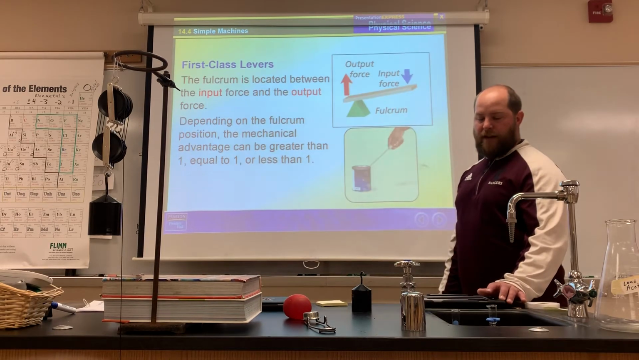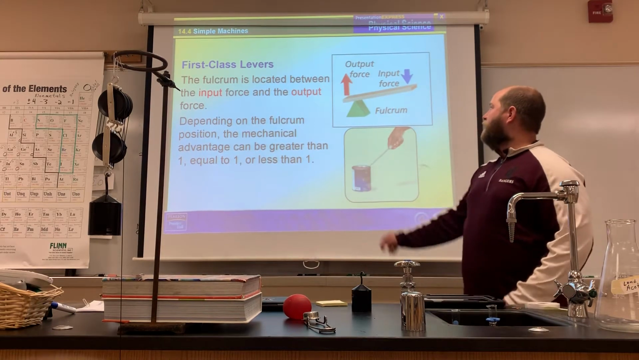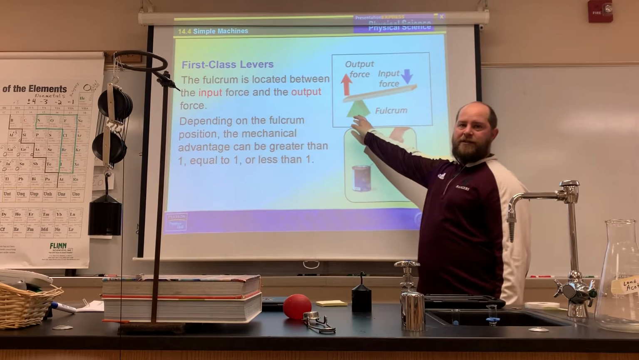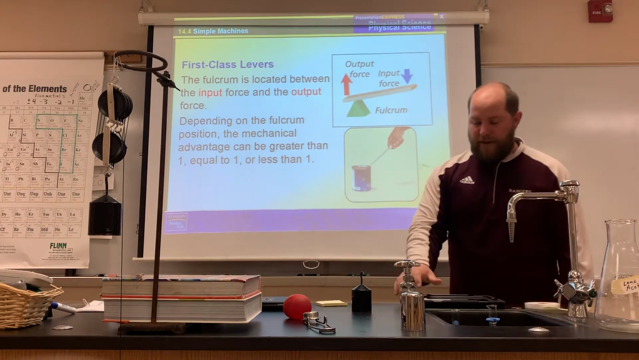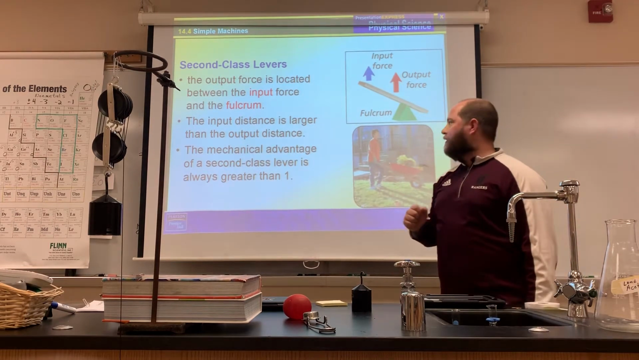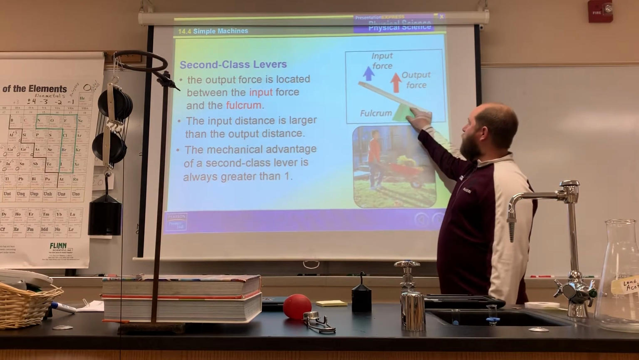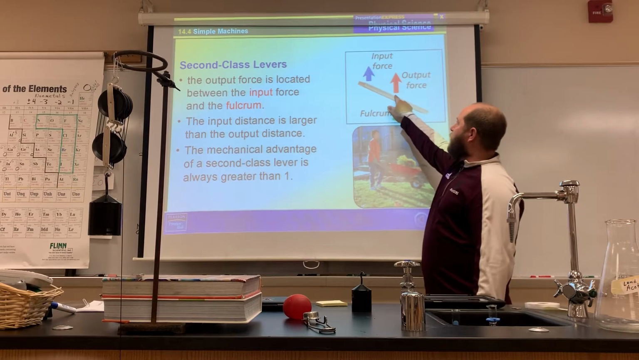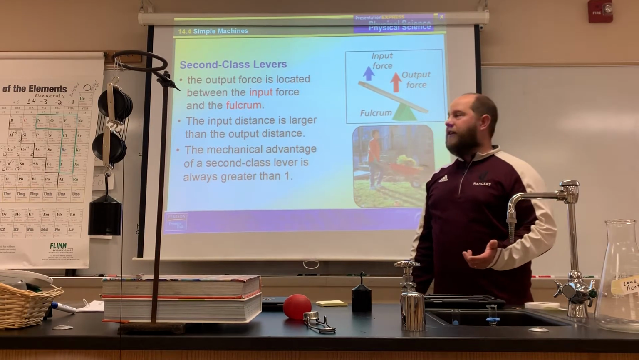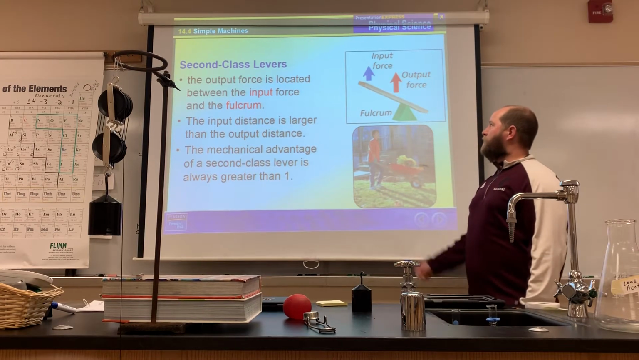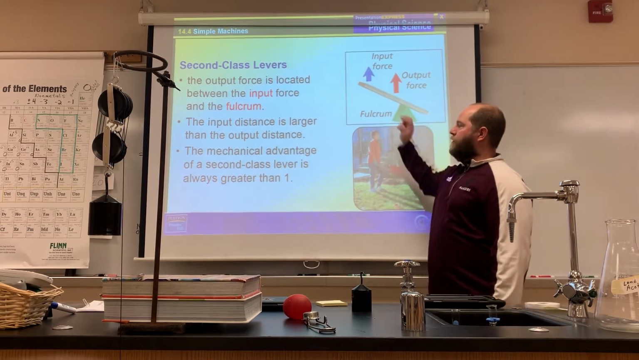If you look at what's different, it's where the fulcrum is positioned. With a first class lever, it's in the middle. With a second class lever, the fulcrum is going to be over here, and right next to it is going to be the output force. That's why I like to use the wheelbarrow as an example for second class levers. So you're going to have the fulcrum, then the output force.